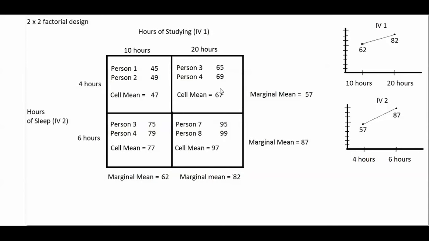So in row 1, this mean is 20 higher than this mean, and in row 2, this mean is also 20 higher than this mean.